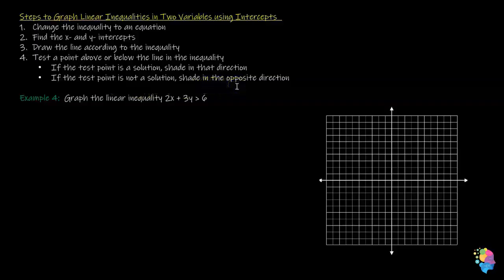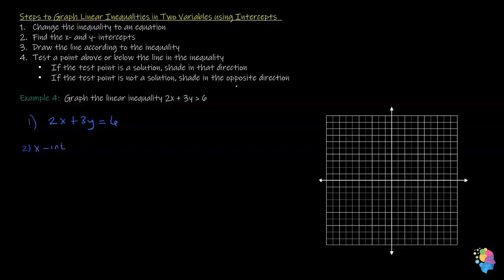So let's try this inequality. It reads 2x plus 3y is greater than 6. So let's begin by changing this inequality to an equation. This will be 2x plus 3y is equal to 6. We're going to find the x-intercepts and the y-intercepts.